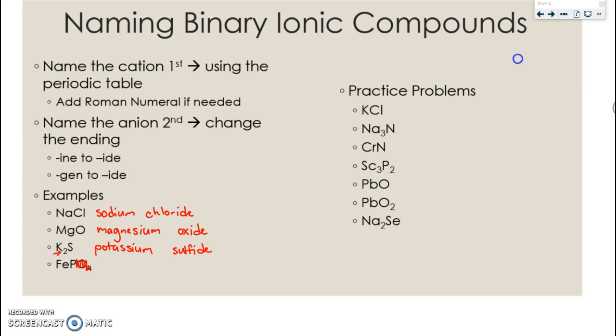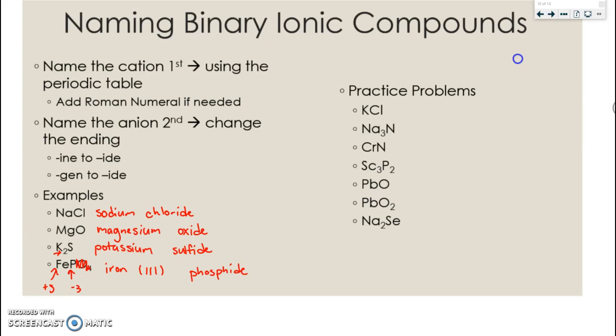Notice that I did nothing with this 2 here because it does not matter and does not affect the name. Finally, FeP. We know Fe is iron. It's going to need a Roman numeral. And P is phosphide. Phosphorus has a -3 charge. So to figure out the charge of the iron, we use that -3 to assist us. Ionic compounds are neutral. If phosphorus is -3, the iron has to be equal and opposite to that at +3. So the name is iron 3 phosphide.